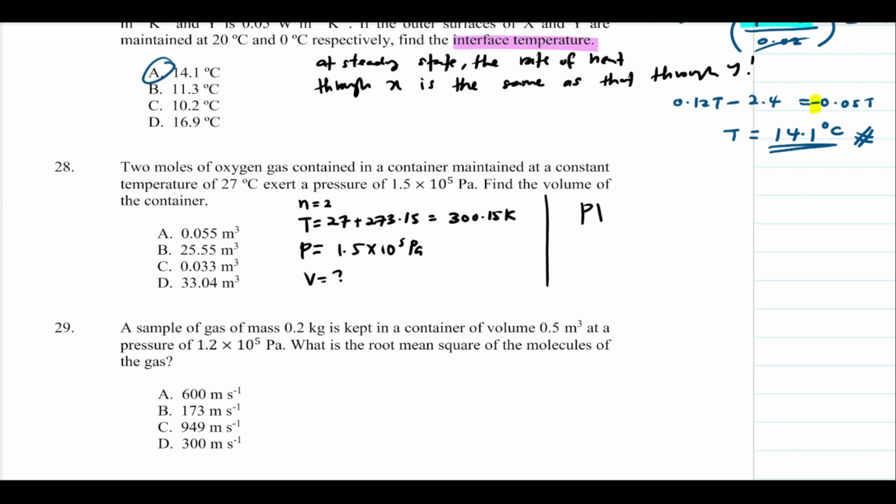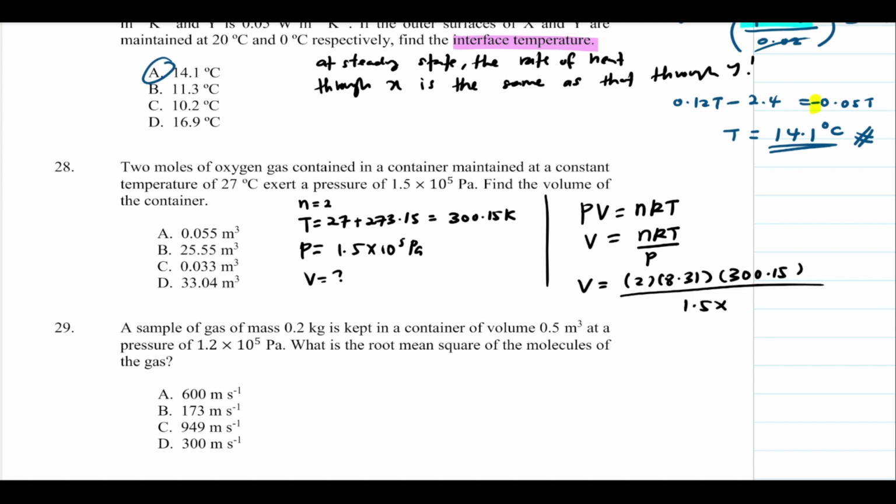So saya tahu saya nak guna formula PV is equal to nRT. So V is equal to nRT over P. So masukkan je lah nilai dia. So dapatlah jawapan. n dia 2, R 8.31, T, the temperature must be in Kelvin, over pressure 1.5 exponent 5. So V you akan dapat 0.033 meter cube. Okay, so C.